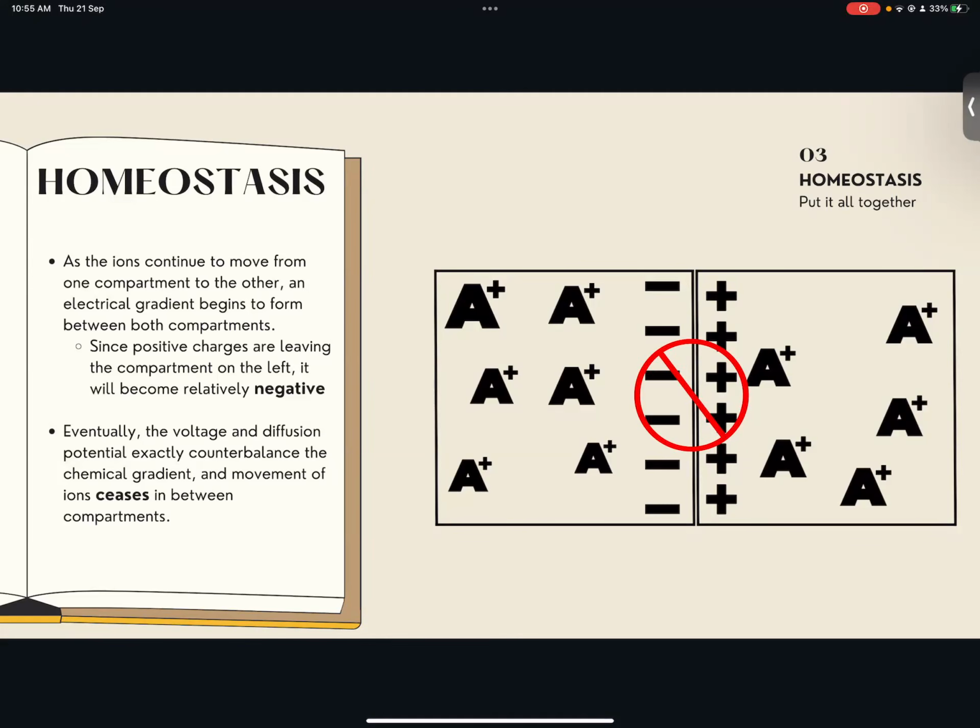Homeostasis does not exactly mean equilibrium, because you notice that there's still a difference in charges, whether outside or inside of the cell. Just because we have these ions trying to equalize the concentration on both of these compartments, it doesn't mean that will happen, because you have opposing forces. You have the electrical gradient pulling one way, and you have the chemical gradient pulling the other way. And once they're equal and opposite, all movement of ions will cease throughout both of these compartments. I hope that makes sense so far.